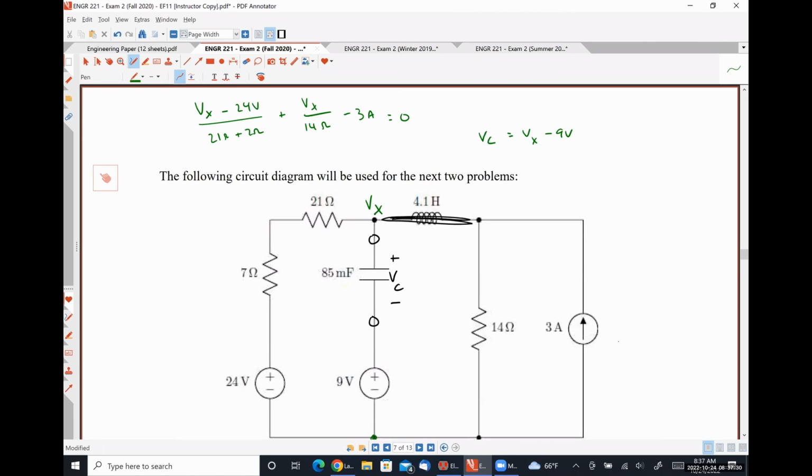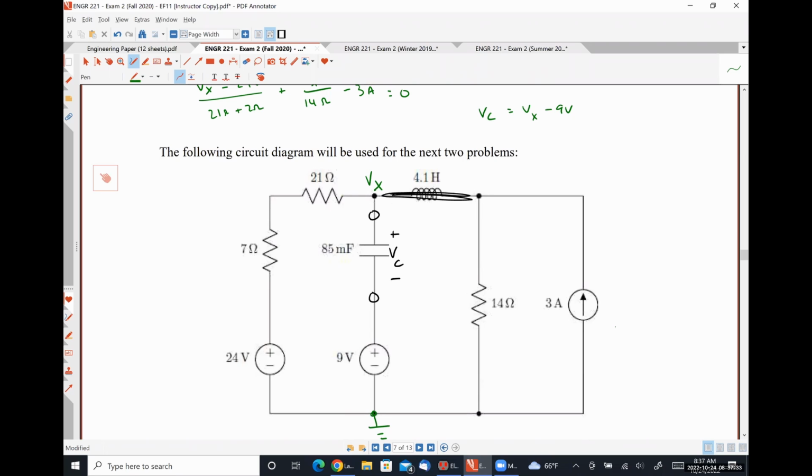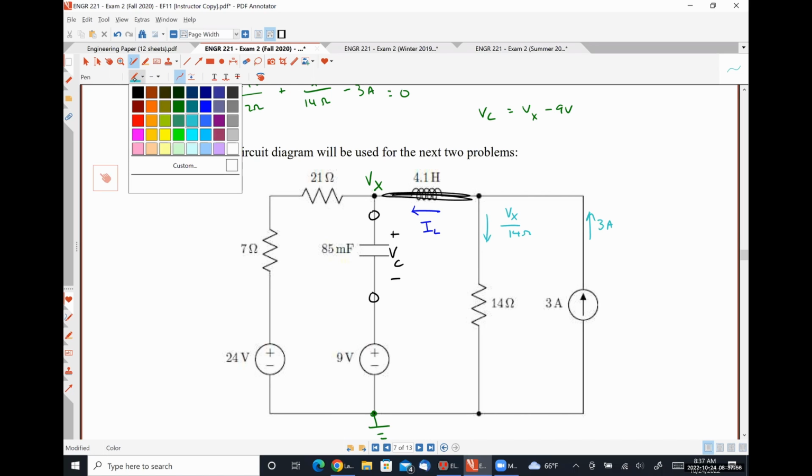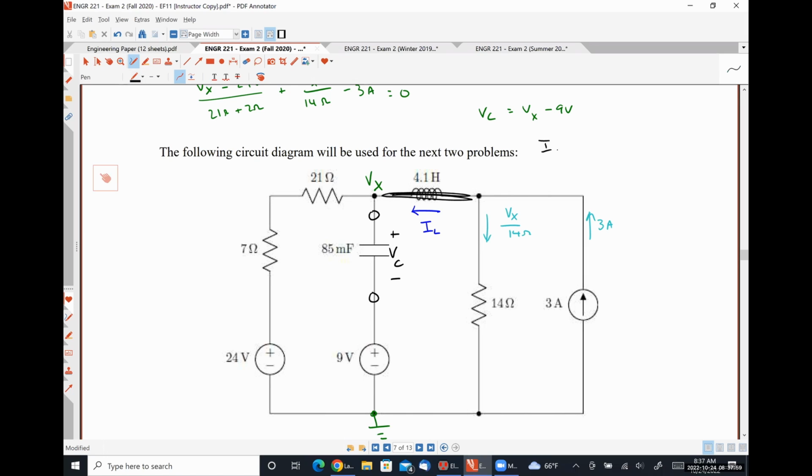So that one is my inductor current. So my inductor current is this current right here. Let's call that IL. So we know that this current right here is Vx over 14 ohms. This current right here is 3 amps. So we can write a KCL equation that says IL plus Vx over 14 is equal to 3 amps, and then solve for IL, and then 1/2 L IL squared, good to go.